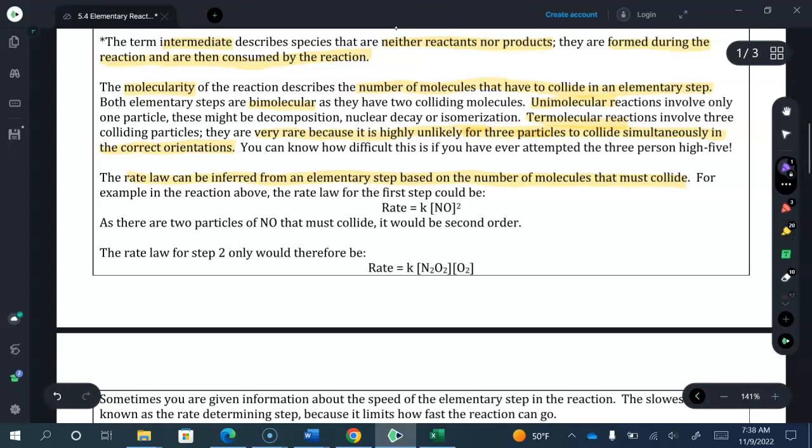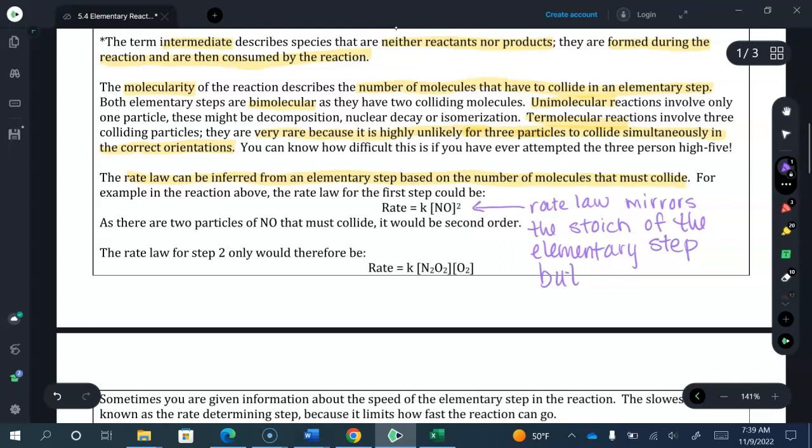So it is important to note, and you see that here, that for elementary steps, the rate law mirrors the stoichiometry of the elementary step, but not the overall reaction.